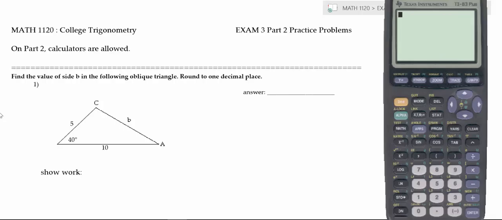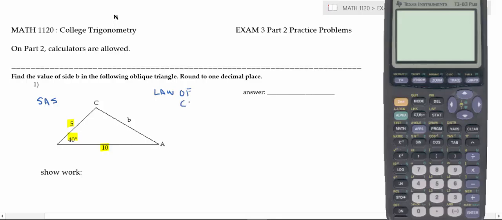So to begin with this section, one of the things that you want to do is see what situation you have. So the first thing that I notice on this is I have a side, then I have an angle, then a side. So anytime I've got the side angle side case, you want to start with the law of cosines.